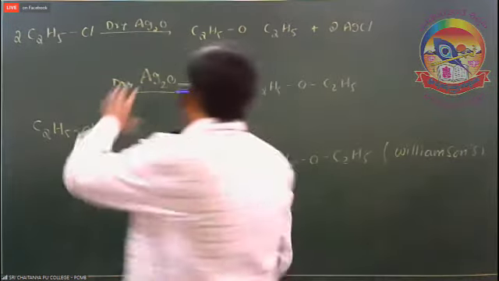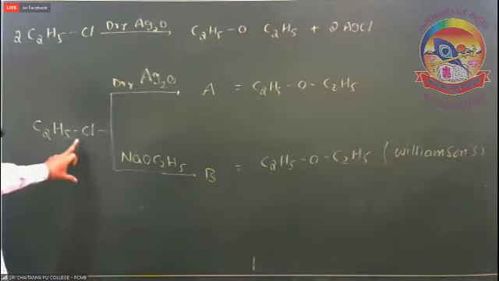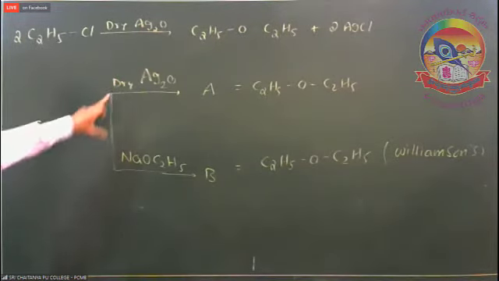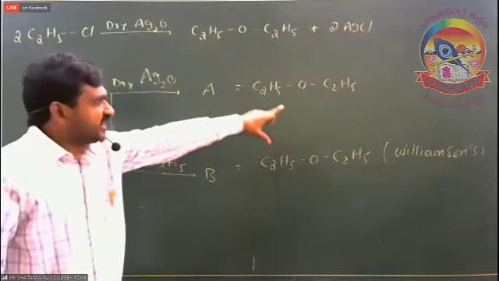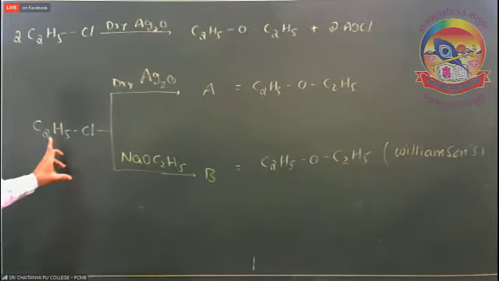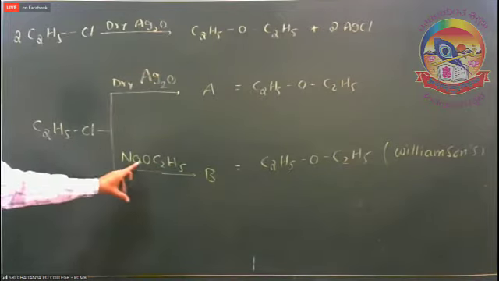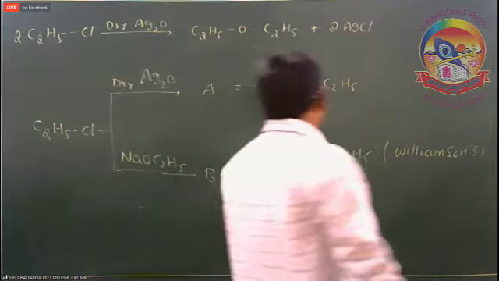So it is a preparation of diethyl ether from ethyl chloride. Ethyl chloride reacts with dry silver oxide, giving diethyl ether. In this reaction, 2 moles of ethyl chloride are involved. Next, the same ethyl chloride reacts with sodium ethoxide, which also gives diethyl ether.